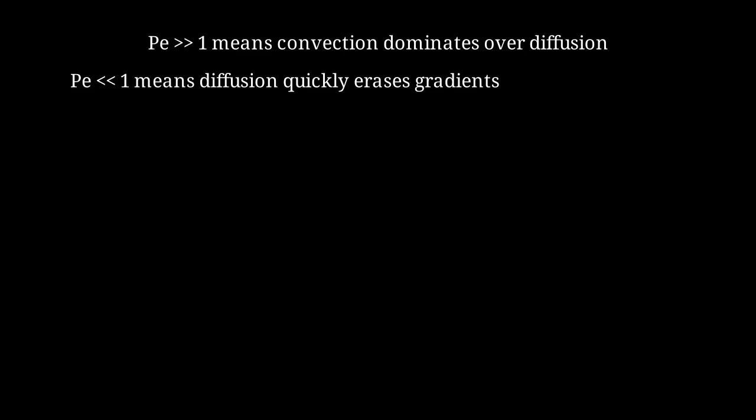Memory effects are strong. When the Péclet number is much less than 1, diffusion quickly smooths out any surfactant gradients. Memory effects are weak. For typical microfluidic parameters with velocity 1 cm per second and channel length 100 micrometers, we get a Péclet number of 10,000. This is huge, indicating strong memory effects.